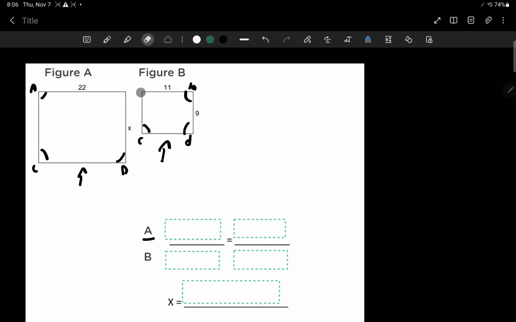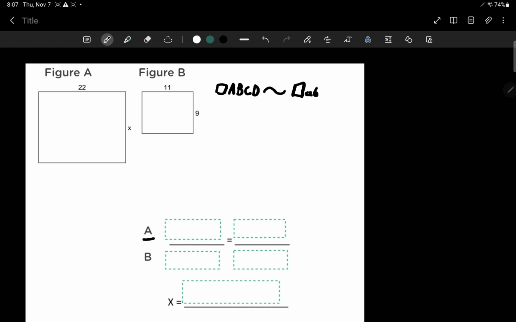Now, whenever you see similar figures, maybe on the test or anywhere else, they're going to be using this symbol to represent similar. So I'm going to call this a rectangle or square A, B, C, D. And they're going to be using this squiggly line to represent similar. And then they're going to say it might be similar to A, B, C, and D. Okay. So that's the notation that you most likely are going to see whenever it comes to similar figures.